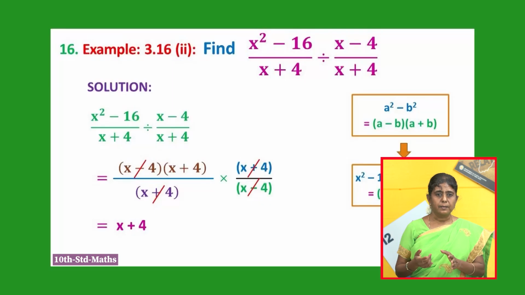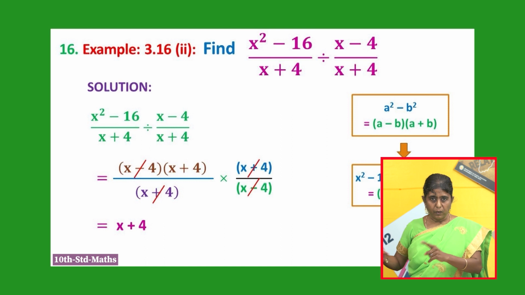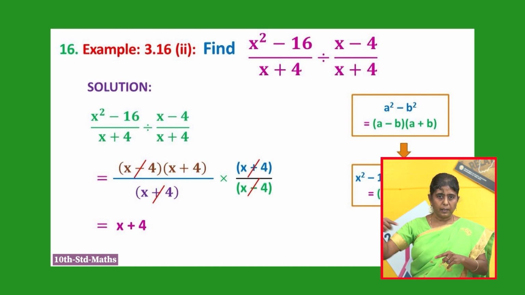Okay, let's do it. x minus 4 and x minus 4 we cancel. x plus 4 cancelled, and what is remaining? Only the x plus 4 is remaining. That's all. Very simple. So division can be simplified by using the multiplication idea.